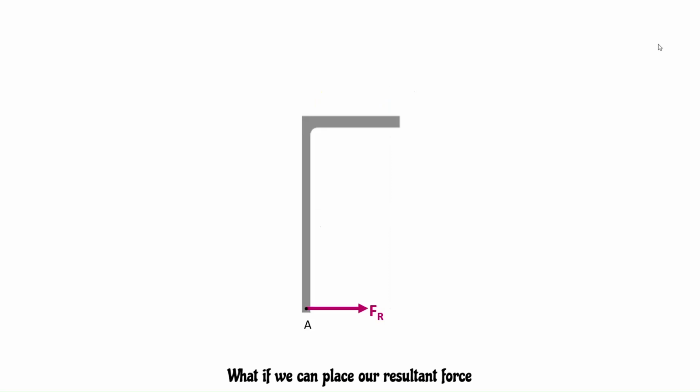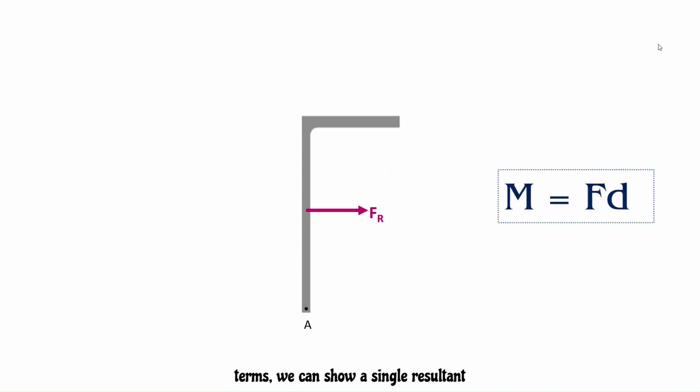What if we can place our resultant force anywhere on the vertical post to account for the moment as well? In simple terms, we can show a single resultant force and place it somewhere on this vertical section, which will create the same couple moment we made before, because it's force times perpendicular distance.